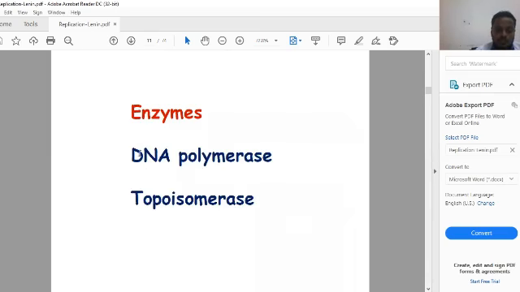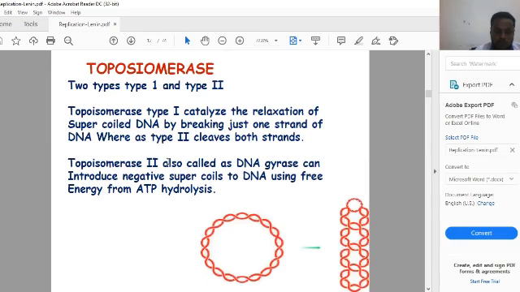Next, what are the enzymes? DNA polymerase and topoisomerase. Two enzymes are involved: one is DNA polymerase, another is topoisomerase. DNA polymerase is the most important enzyme in DNA replication. There are two types of topoisomerase: type 1 and type 2.